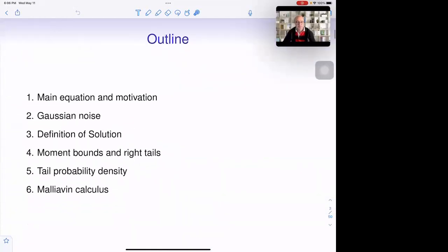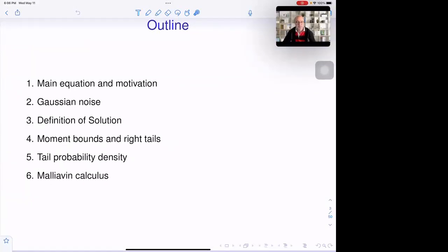Okay, so here is the outline of my talk. I will talk about the equation: what is the equation that we study, and why people study this equation. This is a stochastic partial differential equation, where the noise is given by a Gaussian noise, more generally Gaussian noise. The equation is not well defined, so we define what the meaning of the solution is. Then we study some properties of the solution, like the moment bounds and the tail probability, and the tail probability density also. The main tool is Malliavin calculus, so I will say a little bit about Malliavin calculus also.